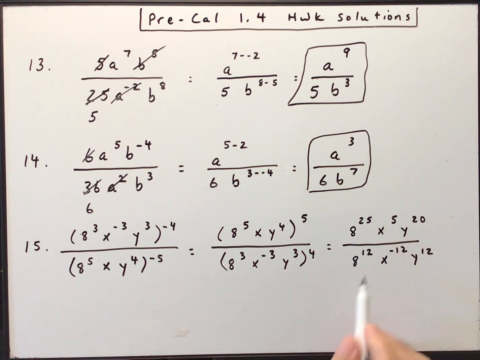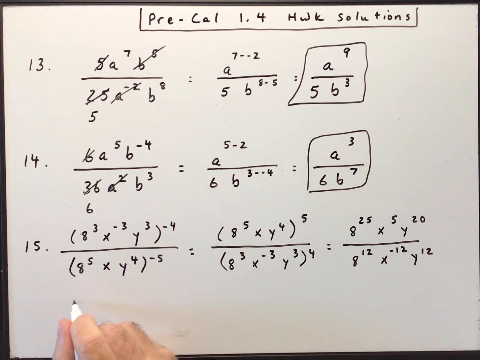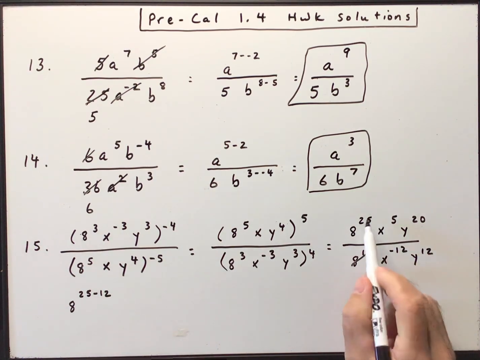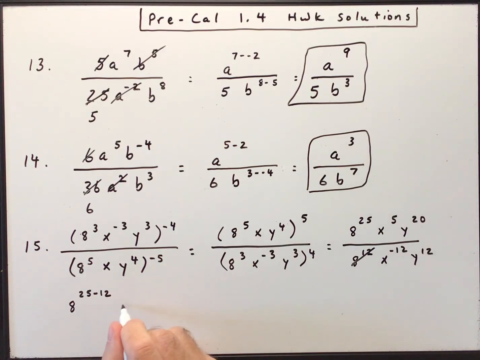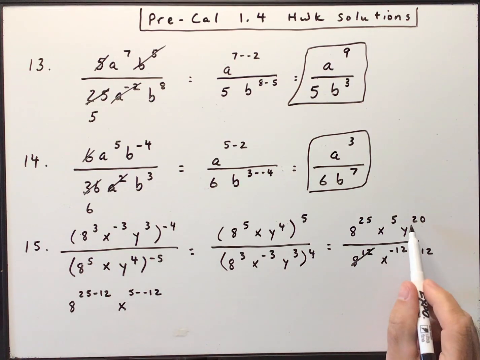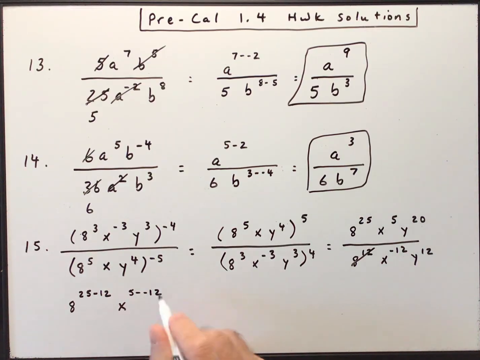Okay, 8 to the 25, so the top wins there, so you'd have 8 to the 25 minus 12. Okay, so 25 minus 12, since it's division. And then the top wins with the x's, so x to the 5 minus negative 12, that's going to be x to the 17th. And then the top wins on all three of these, y to the 20 minus 12.